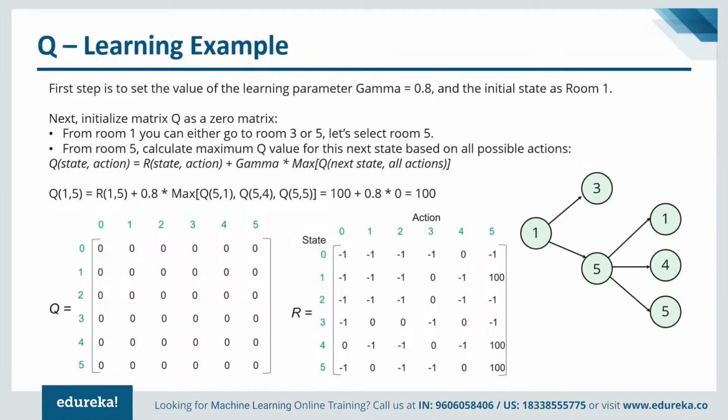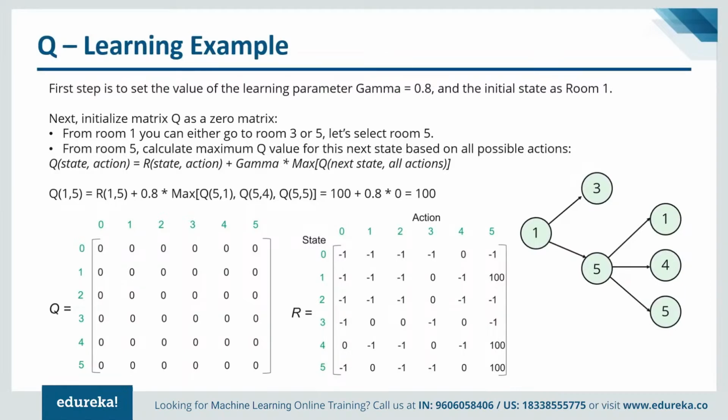So our R(1, 5) is 100, because from the reward matrix, you can see that 1, 5 is 100. 0.8 is the value of gamma. After that, we'll calculate Q of (5, 1), (5, 4), and (5, 5). Like I mentioned earlier, we're going to initialize matrix Q as a 0 matrix. So we're setting the value as 0 because initially, obviously, the agent doesn't have any memory of what is happening. So he's just starting from scratch.